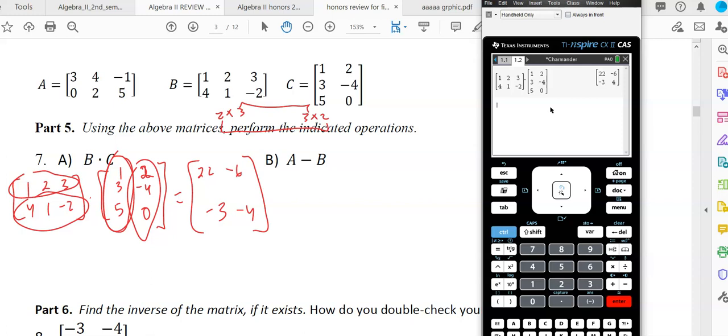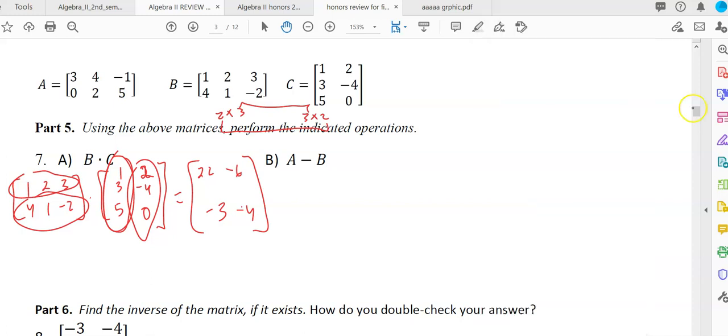22, negative 6, negative 3, and positive 4, so this should be positive. I messed that up. That would be 4 times 2 is 8. Sorry, 4 times 2 is 8. 1 times negative 4 is negative 4. That's positive 4. 8 minus 4 is 4. Yeah, that's correct.